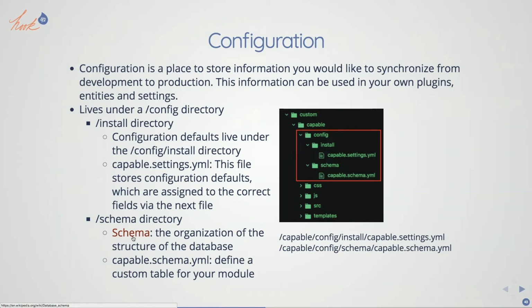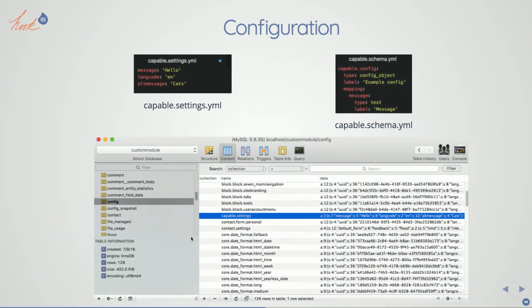The install directory holds your defaults in a capable.settings.yaml file. And your schema is how you organize this data that you defined in your capable.settings.yaml file. And schema, if you didn't know, is just the organization of the structure of the database.